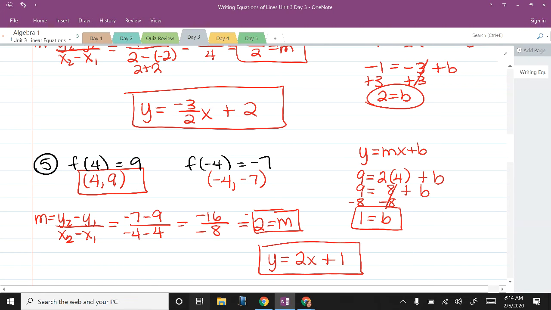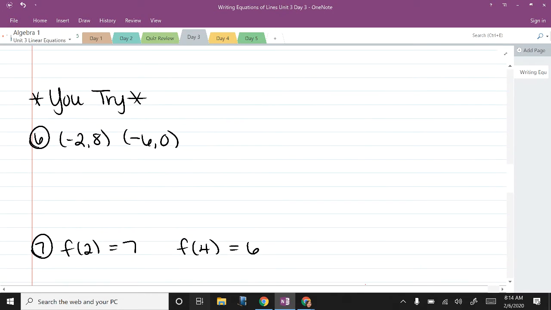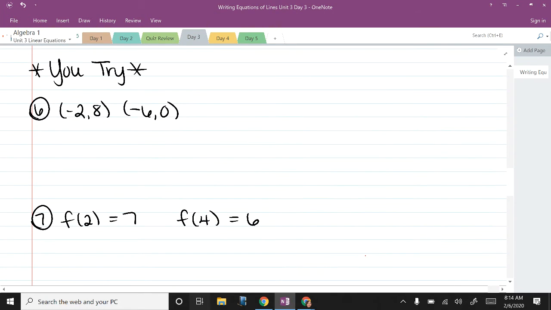Any questions? Easy, medium, or hard? Okay. You guys try these two. Both of them. Question, is -6 a y-intercept? No, it's an x-intercept, isn't it? Okay, so you're going to have to find b.